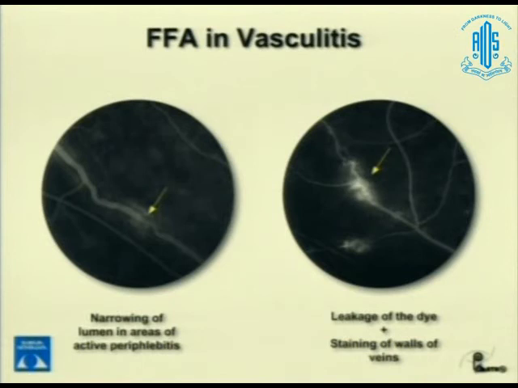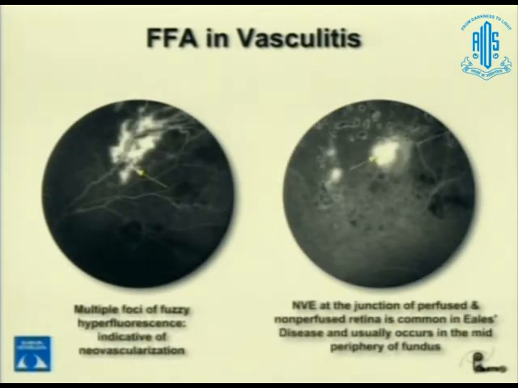So fundus fluorescein angiography in active vasculitis cases shows narrowing of the vessels. It can show leakage and staining of the dye from the vessels. It also helps us diagnose neovascularization, which can be seen as multiple foci of fuzzy hyperfluorescent patches. And in Eales' disease, the neovascularization is commonly seen at the junction of the perfused and the non-perfused retina.